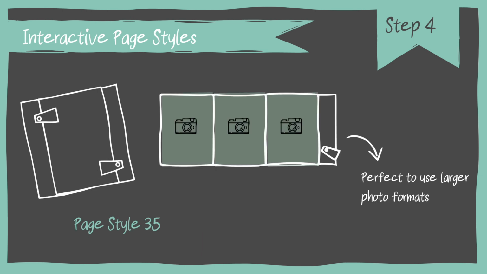And then sometimes it's not how many photos I want to include on the page style, but it's the size of the photos I want to include. So for example, page style 35 is a page style for larger photos. So for the 6x6 inch album, that would be photos in the size 4x6 inches. And then for the 8x8 inch album, that would be photos in the size 6x8 inches. So that would be the perfect page style to highlight some photos in a larger size.